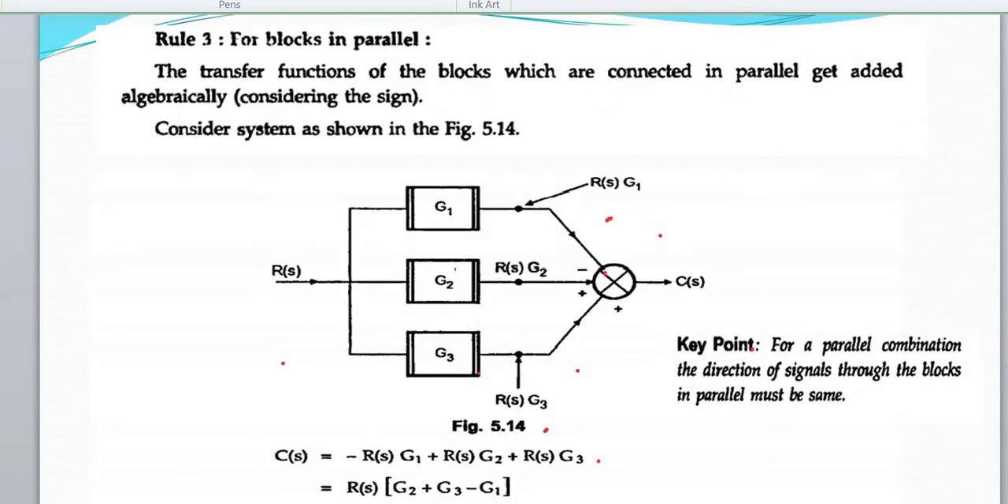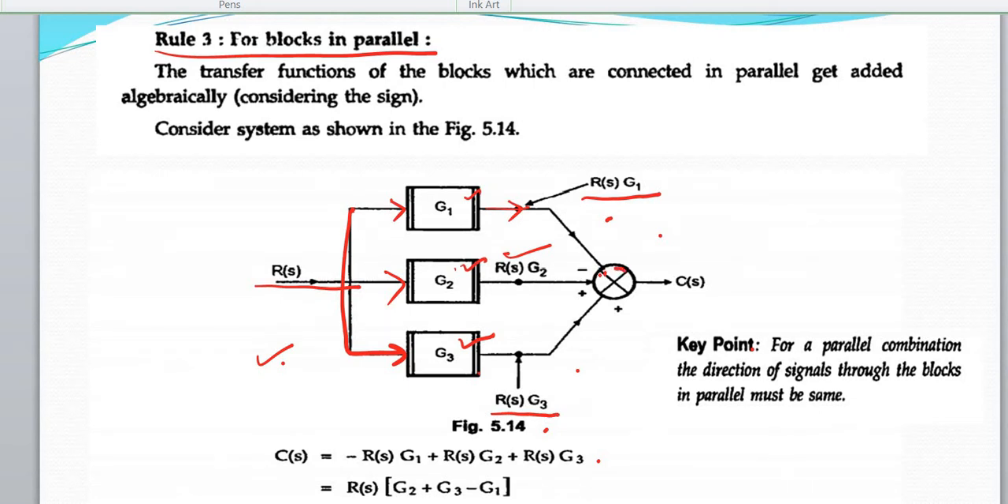Now coming to rule number 3. Rule number 3, blocks connected in parallel. So look at figure 5.14. G1, G2, G3 are the blocks connected in parallel. That is, the same input R of S is going to G1, G2 and G3. After this, the output here is R of S into G1. The output here is R of S into G2. And here it is R of S into G3.